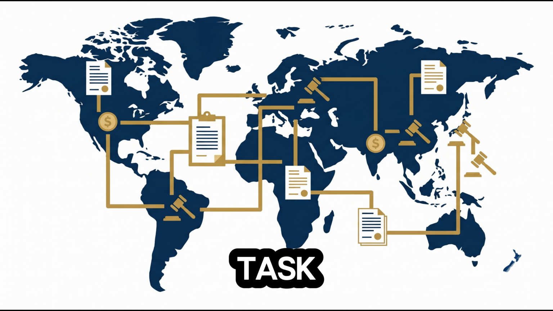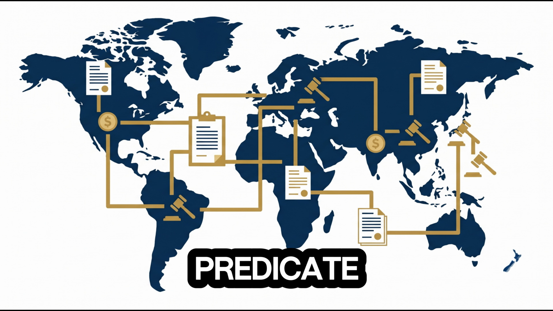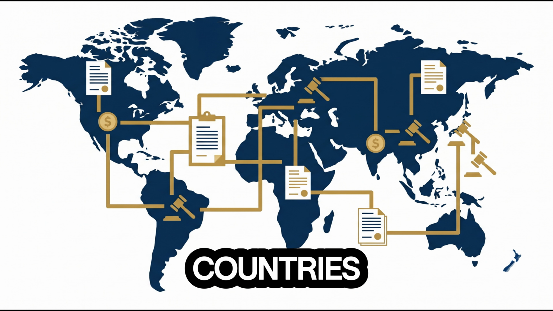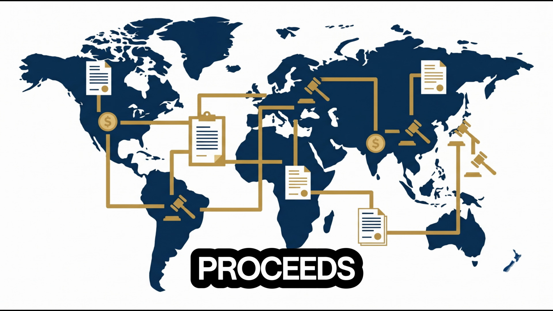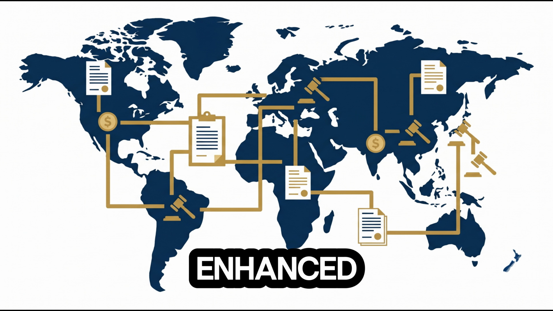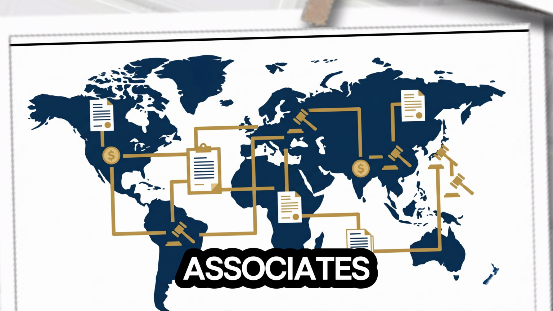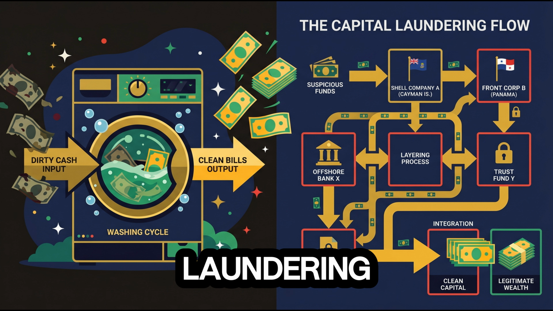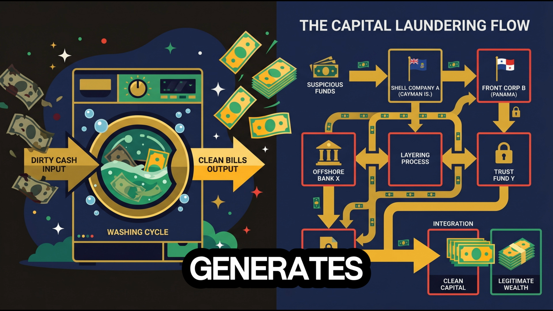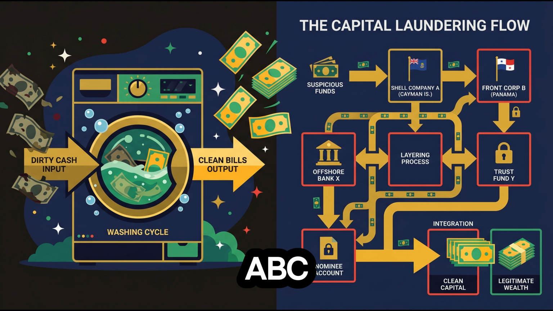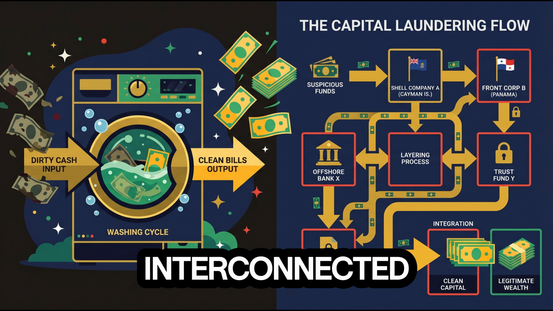Financial Action Task Force Recommendations. Corruption is a designated predicate offense under FATF Recommendation 3. Countries must criminalize ML of proceeds from corruption and ensure financial institutions apply enhanced scrutiny to PEPs and their associates. The link between corruption and money laundering. Corruption generates illicit proceeds that require laundering. This makes ABC and AML deeply interconnected.